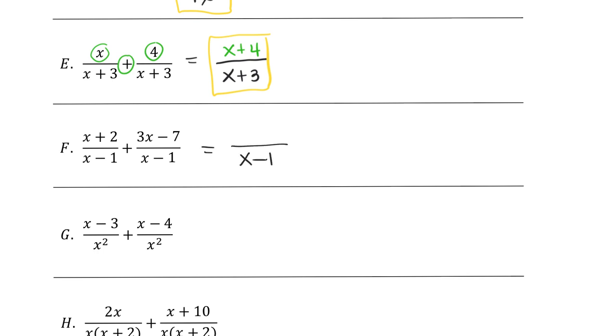Okay, common denominator is x minus 1. Let me add the numerators. Oh, I see some like terms. So the x plus the 3x is going to be 4x. And then the 2 minus 7 is minus 5. So 4x minus 5 over x minus 1.